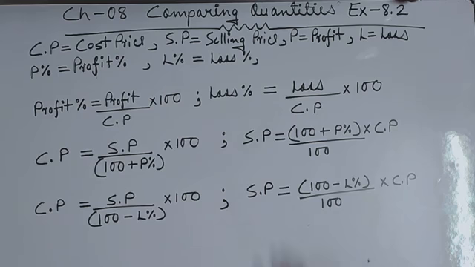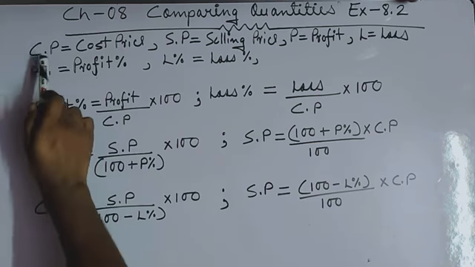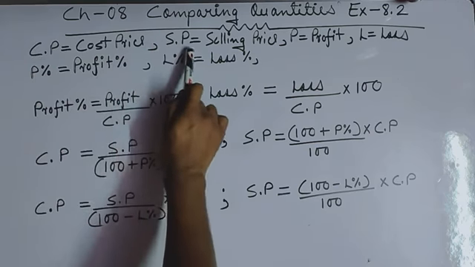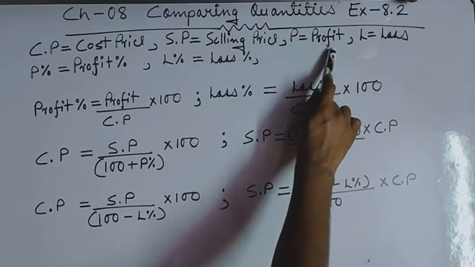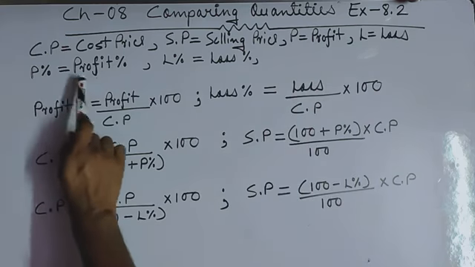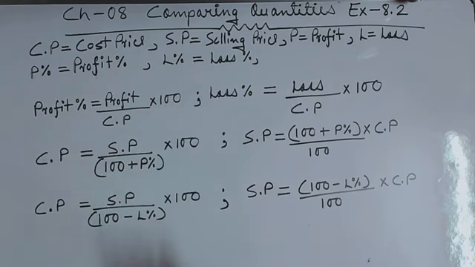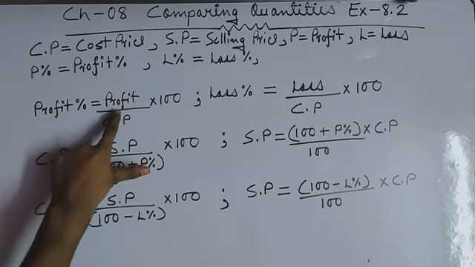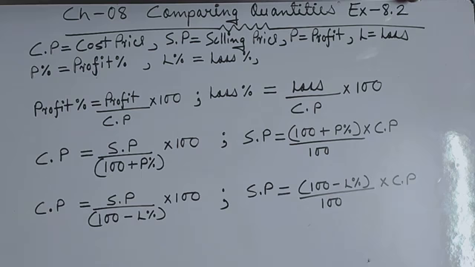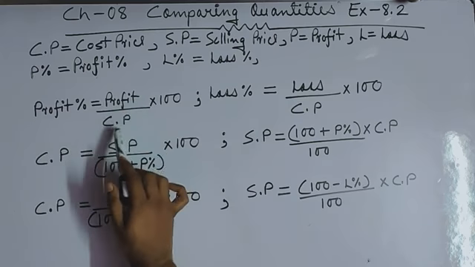There are the following formulas that we are going to study in this concept of profit and loss. I have written those formulas. Let's go through them. CP means cost price, and SP means selling price. P denotes profit, L denotes loss, P percent means profit percent, L percent means loss percent. So the first formula is profit percent. Profit percent is equal to profit upon CP multiplied by 100. If you have to find the profit percent, you should know how much the profit is and the cost price of the item. Then you can easily find the profit percent using this formula: profit percent equals profit upon CP multiplied by 100.